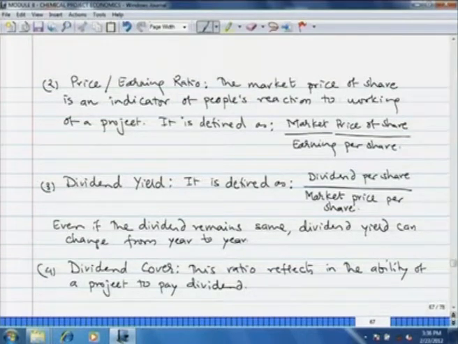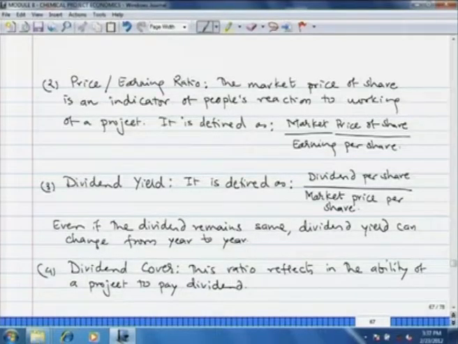The third ratio that is used is the dividend yield ratio. Dividend is some kind of interest or returns that the project owner pays over the capital borrowed from the public. So the dividend yield is defined as dividend per share divided by market price per share. Depending on people's interest and also the overall national economy, the market prices of shares are decided. So although the dividend per share may stay constant, the dividend yield can vary from year to year based on the market price of the share.